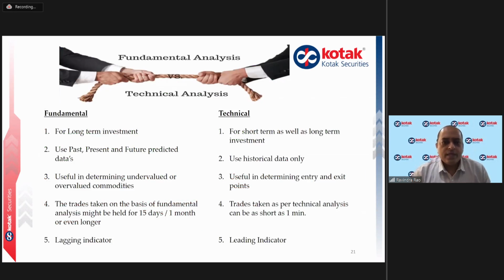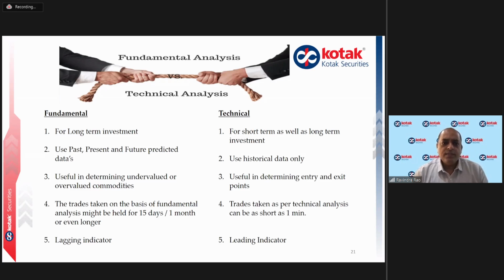So finally, between fundamental analysis and technical analysis, there is always a tussle over which one to go for. So let's look at the different pointers that both these tools have. In the case of fundamental analysis, it is mainly for long-term investment. Technical analysis is for short-term as well as for long-term. I would not say only short-term, because sometimes you also get very good indications for a long-term trade.